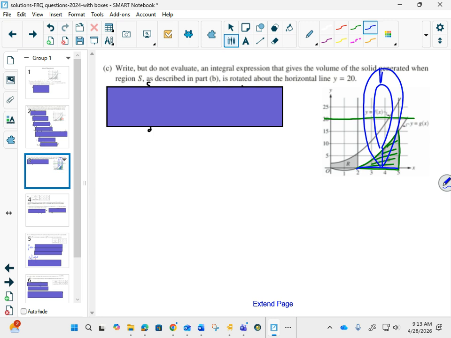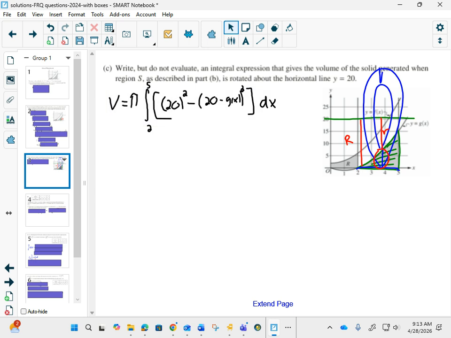Now our big radius is kind of nice. It's always going to be 20. Can you see that your big radius is 20? But then our small radius here, so our big radius right here is always going to be 20. Our small radius here, how do we calculate that? It's going to be 20 minus whatever g of x was.